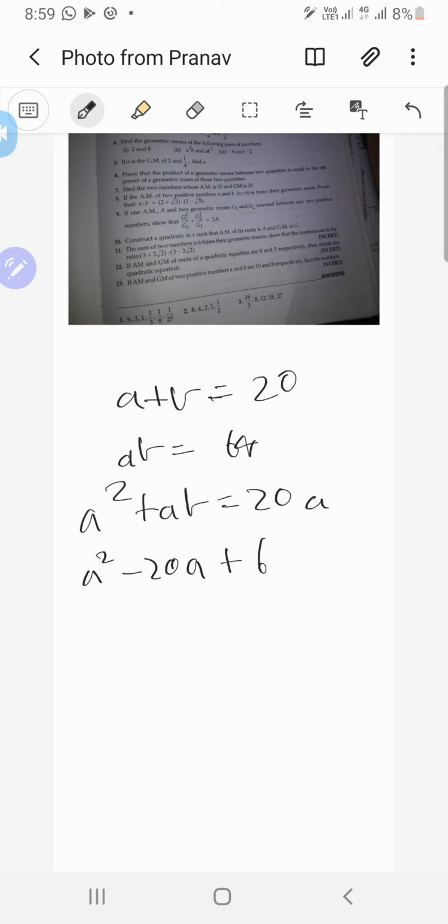Okay, let's go to the next question, which is: if the AM and GM of two positive numbers a and b are 10 and 8 respectively, find the numbers. That's easy. So a plus b is going to be 2 times the AM, which is 20, and a into b is going to be the square of the GM, which is 64. So now let's multiply this by a, so you get a squared plus ab equals 20a. ab is 64, so you get a squared minus 20a plus 64 equals 0.